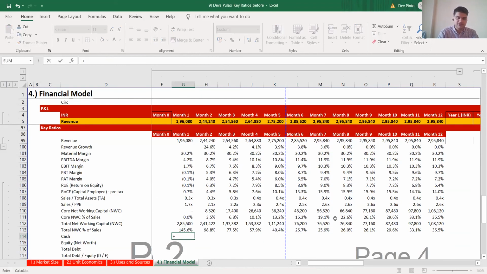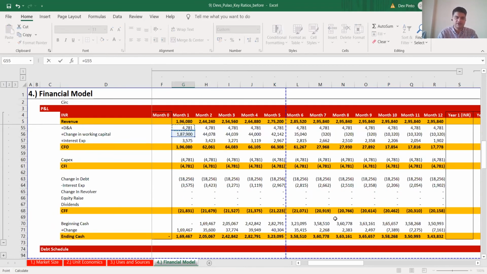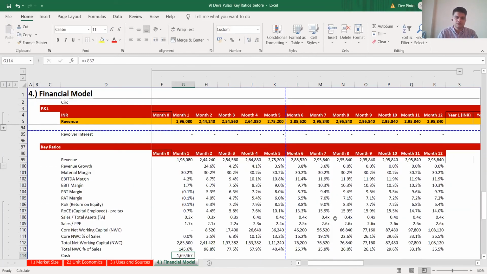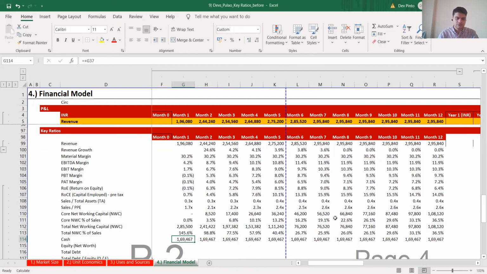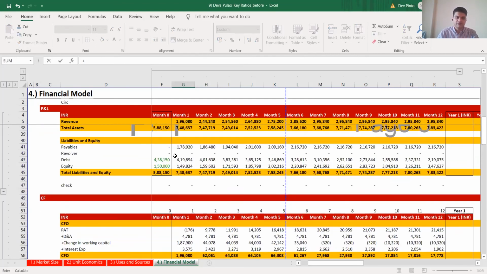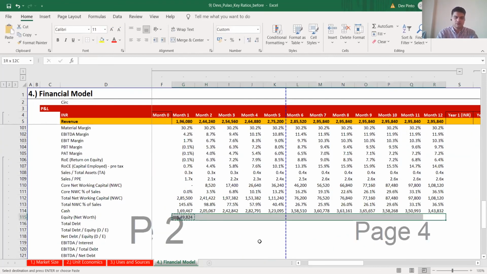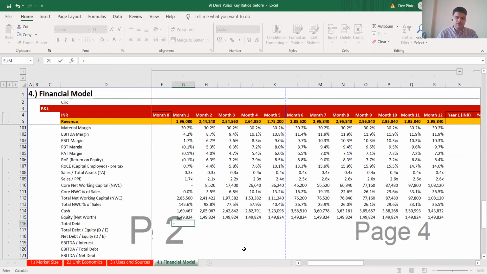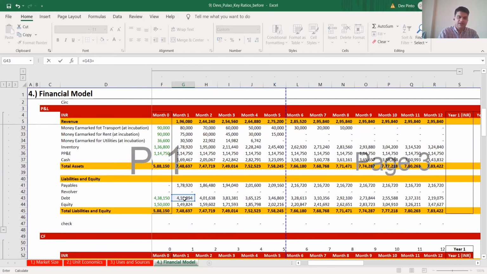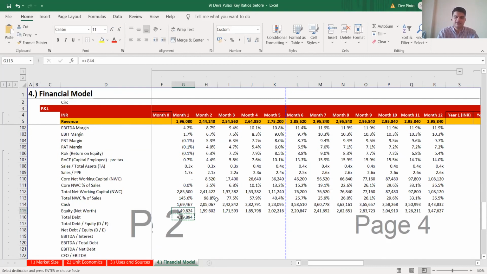Next, let's just plug in the cash figure. Next, let's plug in the equity figure on the balance sheet, or the net worth. Plug in the total debt. What will the total debt be? It's going to be the debt balance that we use to start the company at the end of a given month, plus the revolver, because the revolver is like a debt item, right?